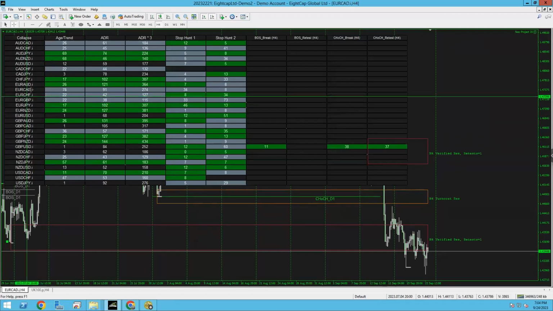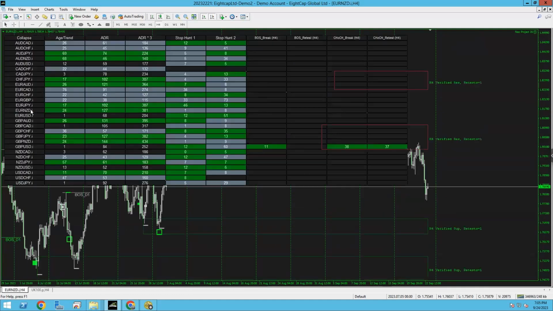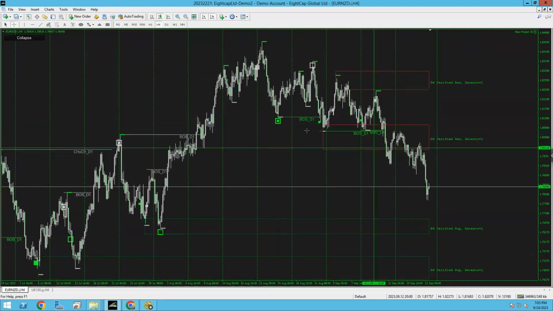You understand? And they did it nicely. It went like over 3 weeks. They literally went 1 to 4, 1 to 5 in 1 week. All right, cool. So we go Euro NZD now. Yeah. So Euro NZD, same thing.